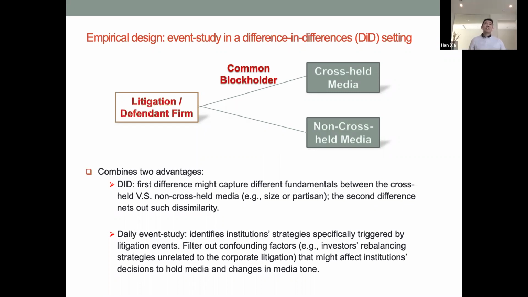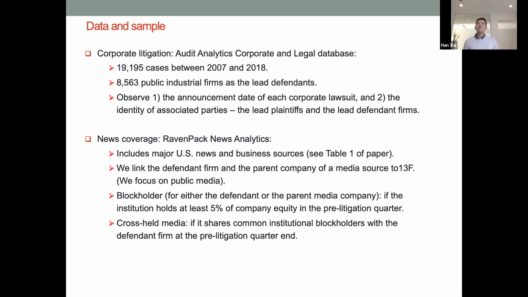So this is what we call the event study in a definitive setting. Now, let me talk a little bit more about how we implement this setting. We get the corporate litigation from Audit Analytics. This is the database that covers over 19,000 cases between 2007 and 2018, and that involves over 8,000 public firms as the lead defendants.